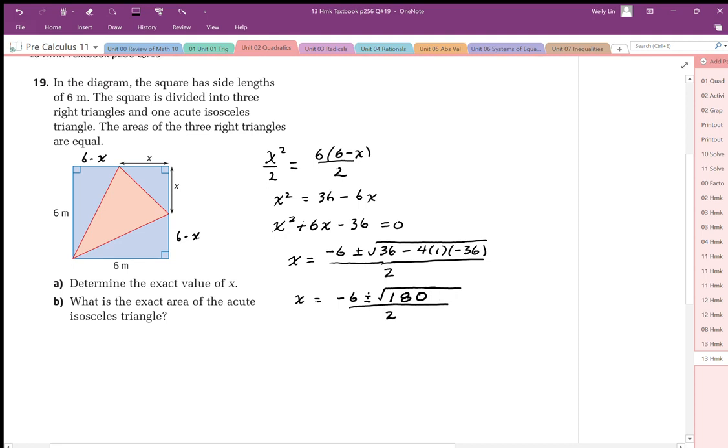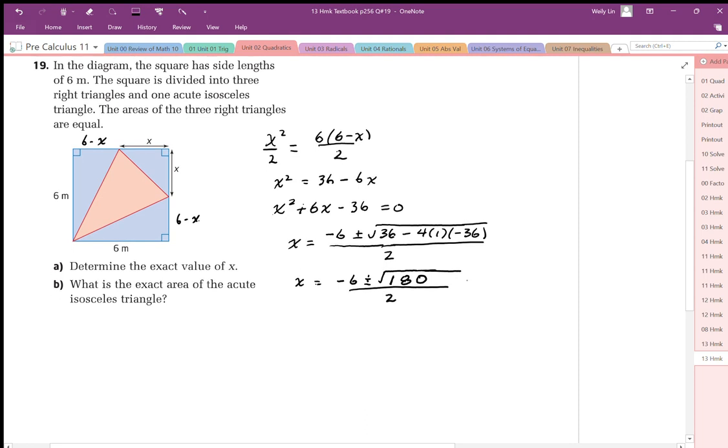And then we can simplify this expression. I'm going to factor out the perfect square out of here. The perfect square factor of 180 is going to be 36. That's the largest perfect square factor. So I end up with negative 6 plus or minus 6 and square root 5. So the square root of 36 is going to be 6, and I'm left over with a 5 inside the root, all divided by 2, and that gives us a side length of negative 3 plus or minus 3 root 5.